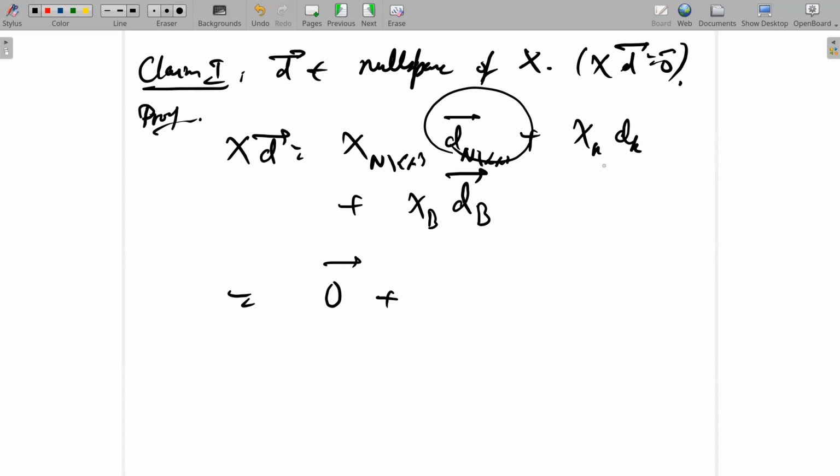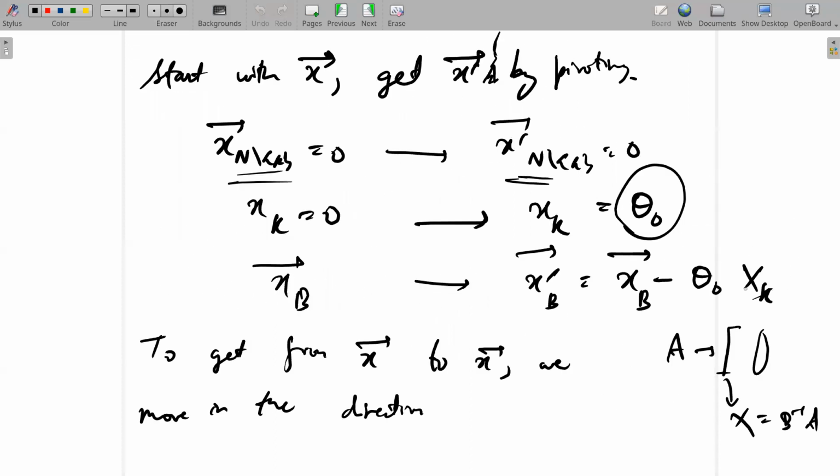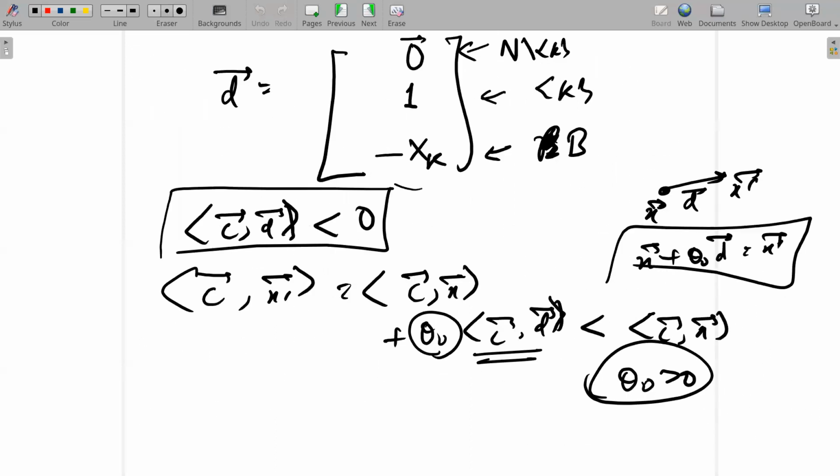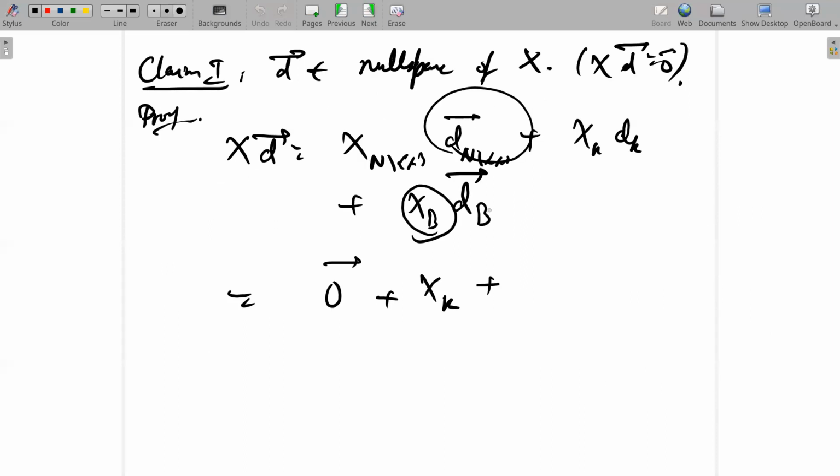Plus, now d_k is equal to 1, right? So you have x_k, d_k equal to 1. And then what is x_B? The way we chose our matrix X is so that for the basic columns, this is just the identity matrix. So this is in fact equal to d_B. What is d_B? If we stare at this matrix, d_B is nothing but minus x_k. So this is 0, and this finishes the proof of the claim. So D is in the null space of X. This is something we have to keep in mind.